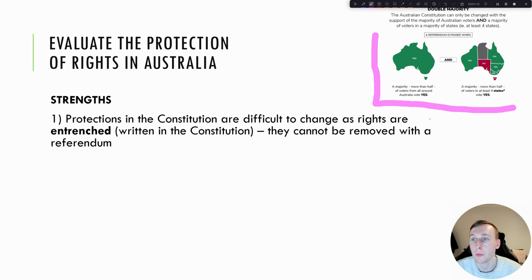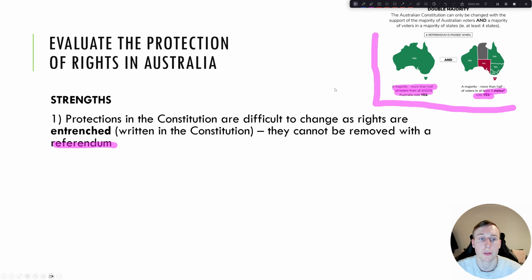Remember that a referendum vote requires more than half of Australian voters to agree to a particular change, and also 4 out of 6 states agreeing to that change. Because of this process of having to remove them with a referendum, they're very, very well protected. In this strength, you can talk about the fact that we have 5 express rights, such as freedom of religion, and obviously with this referendum process, they're very, very well protected.